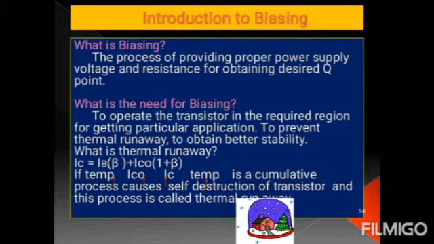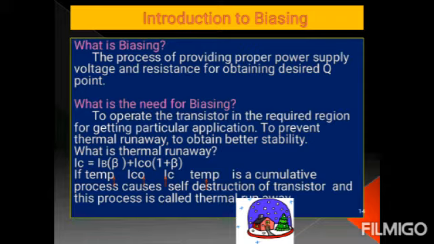So providing proper power supply, voltage and resistance for obtaining the desired Q point. In order to make the Q point in the active region, we have to make the biasing proper. So this is the need for biasing. The need for biasing is given here. We have to operate the transistor in the required region for a particular application, and to prevent thermal runaway and obtain better stability. We are going for this biasing.